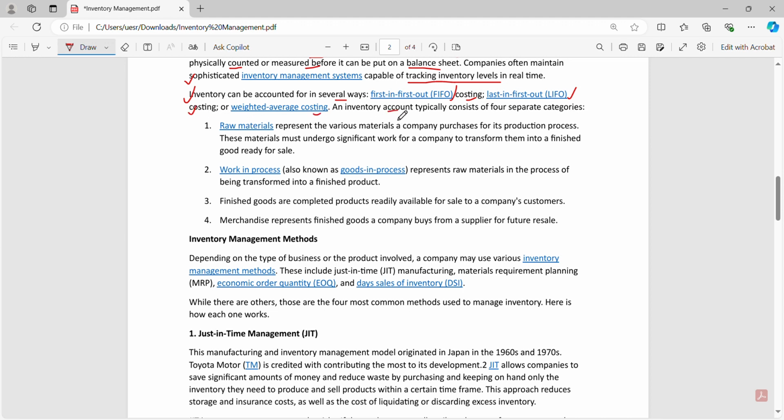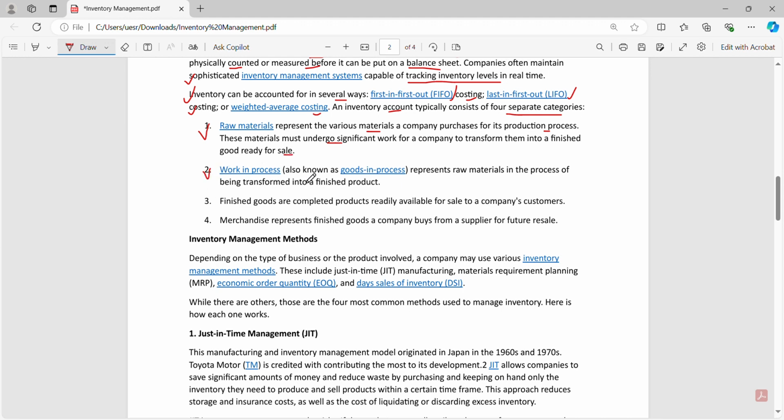An inventory account typically consists of four separate categories. First is raw materials, second is work in progress, third is finished goods, and fourth is merchandise. The first one is raw materials, which represent the various materials a company purchases for its production process. These materials must undergo significant work for a company to transform them into a finished good ready for sale.